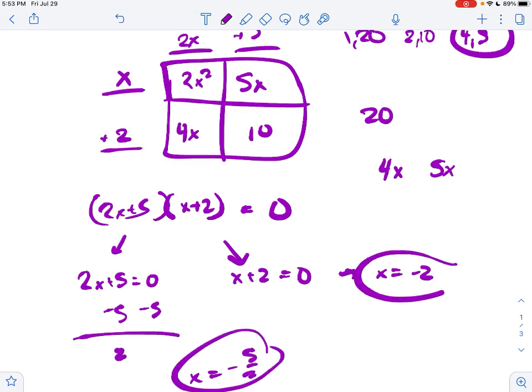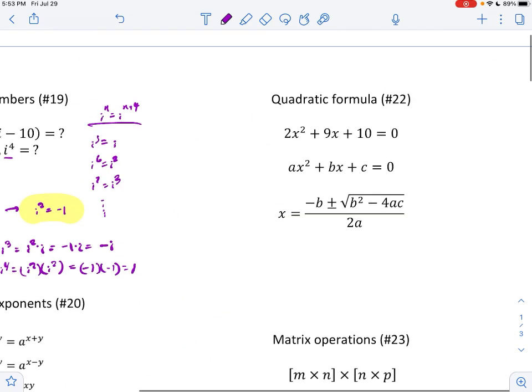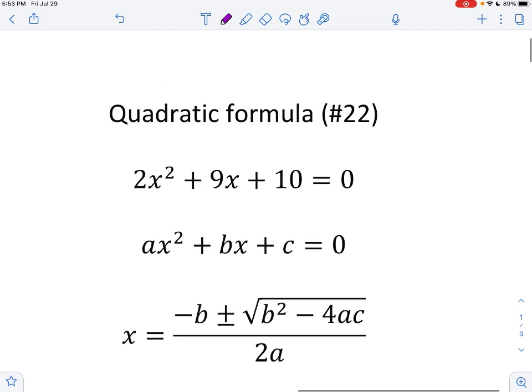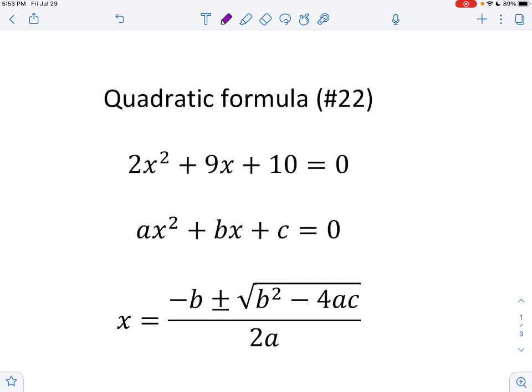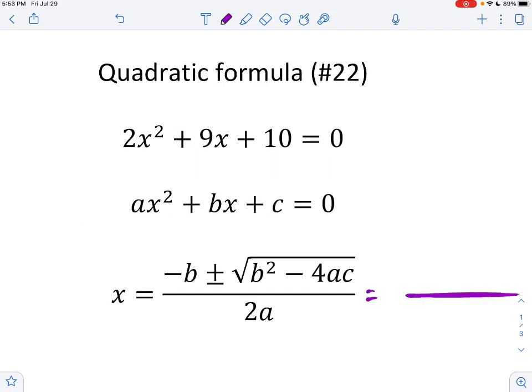Okay, now if you notice, when we do the quadratic formula up here, you'll get the same answer. So if I take this equation written in this form, I can just plug in all my values into this equation here, and I'll get the same answer.